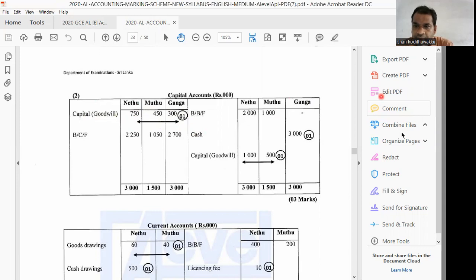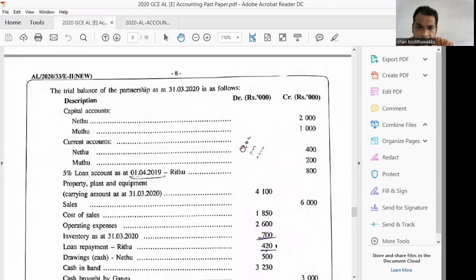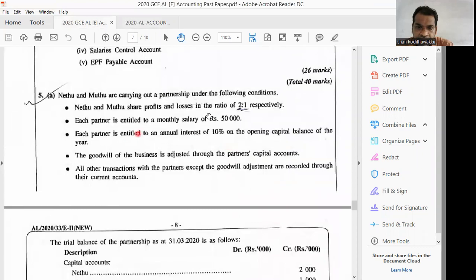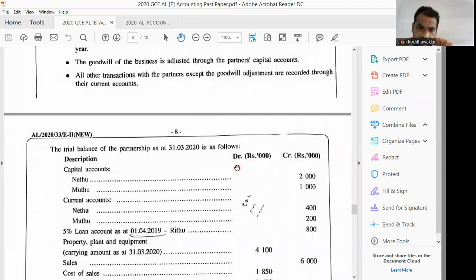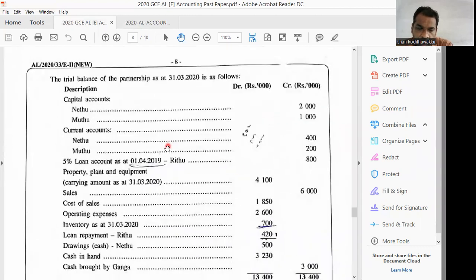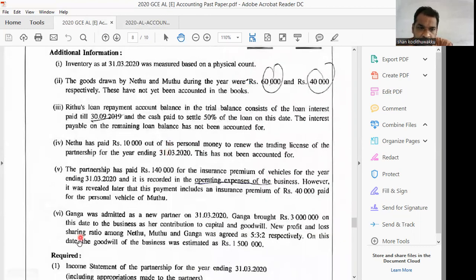Then next adjustment, we finished all the partnership agreement adjustments. All other transactions with the partners except the goodwill adjustment are according to their current accounts, right? That means except goodwill, everything should be adjusted in current account, right? Now we can come to adjustments 1 to 6.